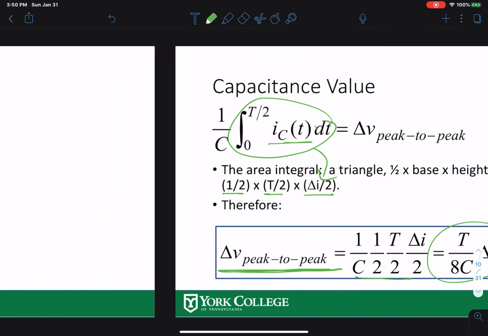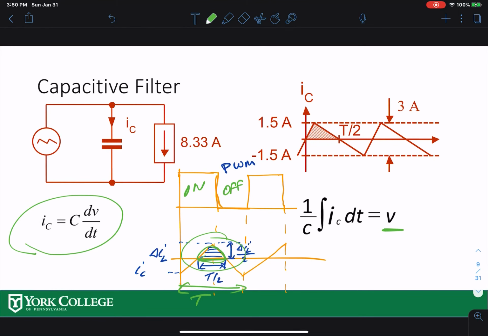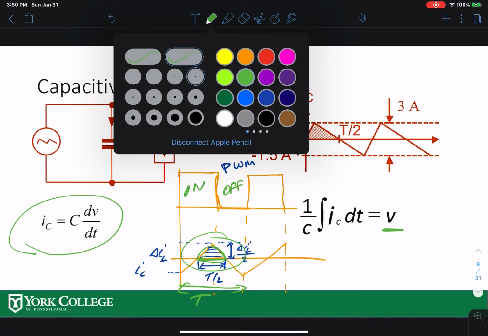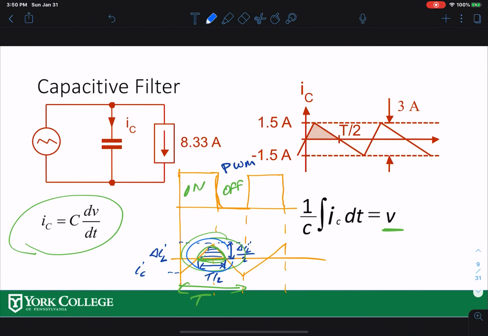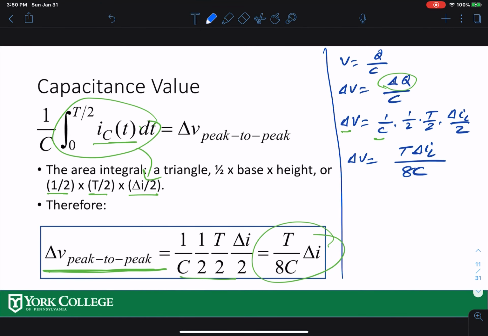If I go back here, let's take another color. I'm running out of colors here. So if I take this particular one, how much is stored into the capacitor depends on time and current, right? That's basically the area of the triangle. So it's half, T over 2, times half delta IL. That gives the same equation here. So that means the peak-to-peak ripple voltage is basically T over 8C times delta IL, right? This is for the buck converter.